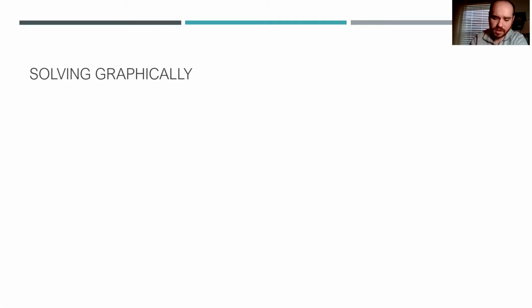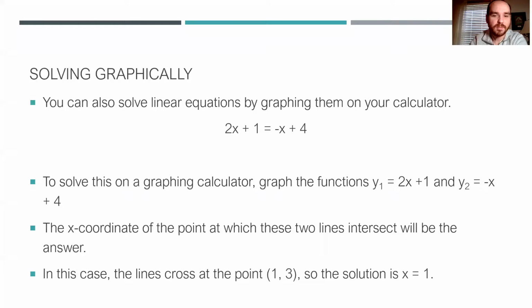So graphically, first of all, use your graphing calculator for it. It's going to be a lot easier than trying to graph everything by hand. But whoa, this jumped kind of forward faster than I expected. So you can solve linear equations by graphing them on your calculator. So we've got 2x plus 1 equals negative x plus 4. Now we could just solve this. It wouldn't be too terribly difficult.